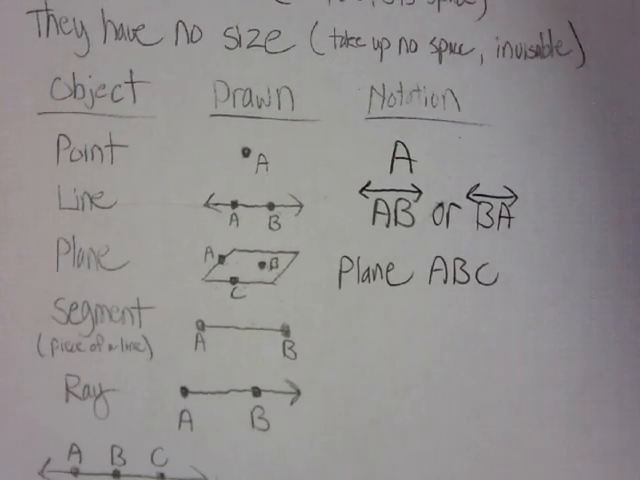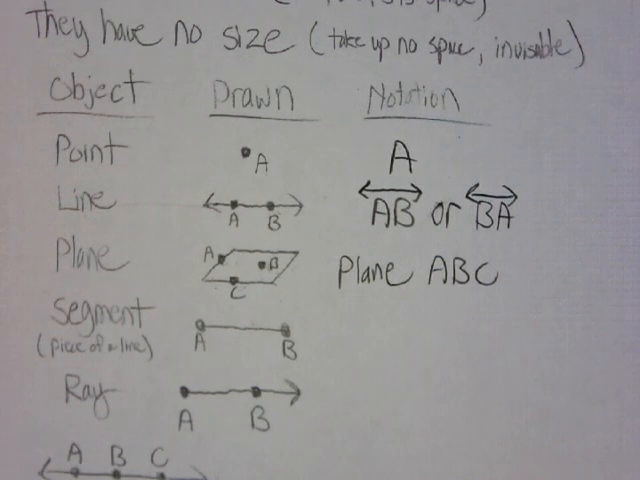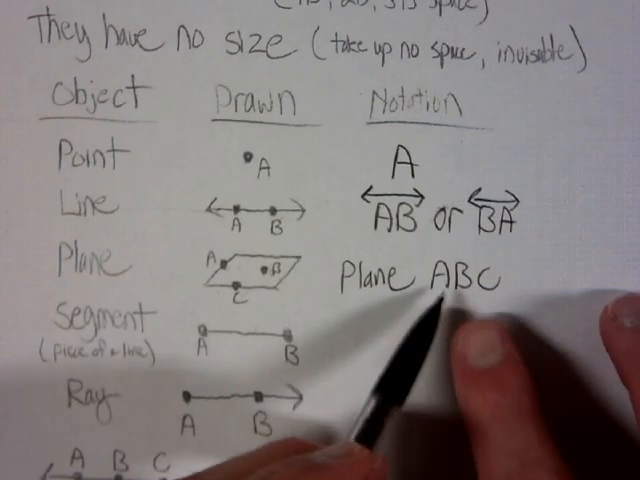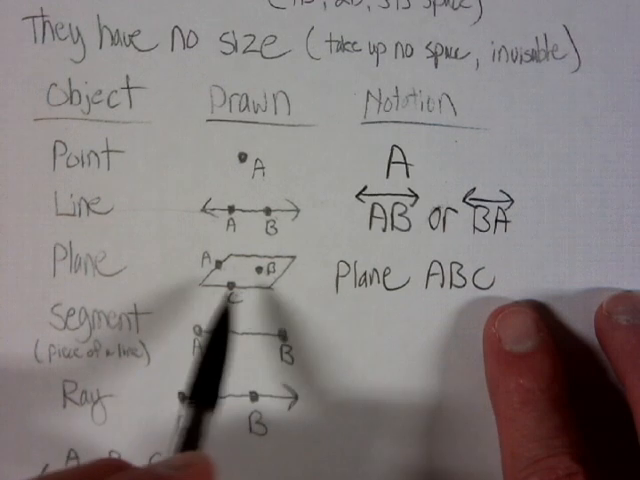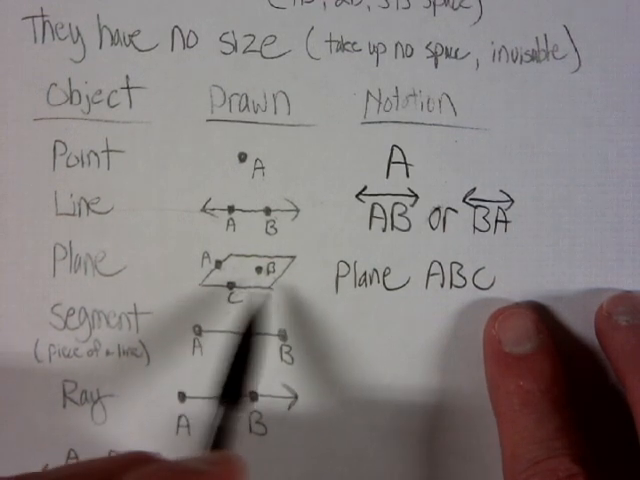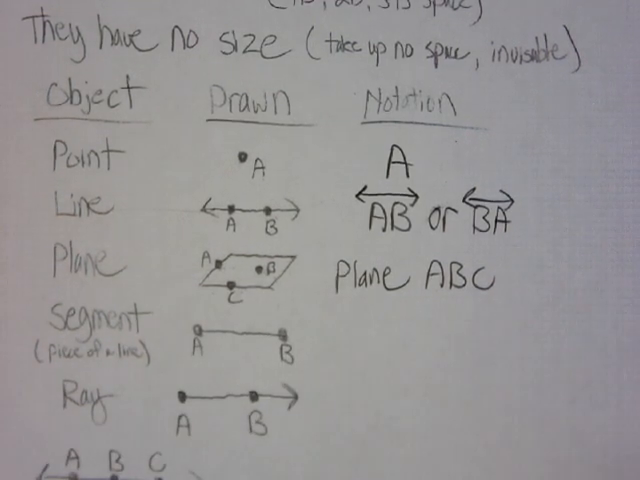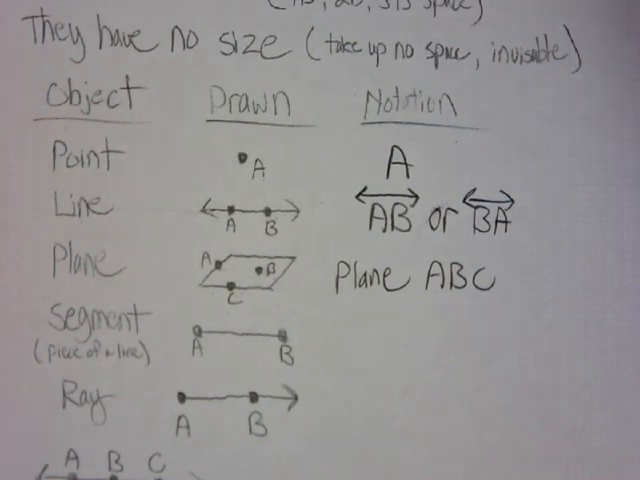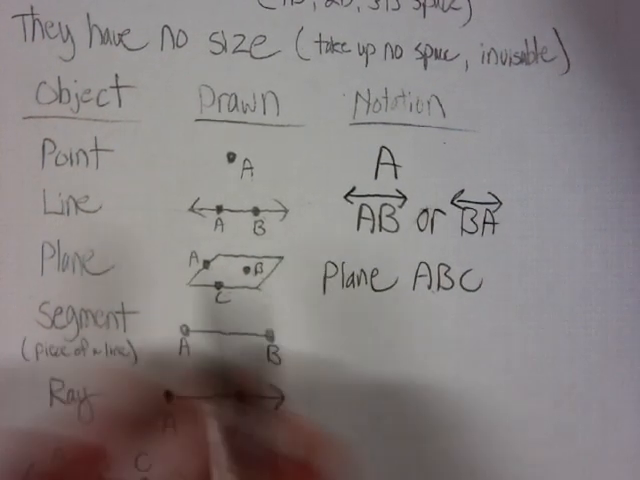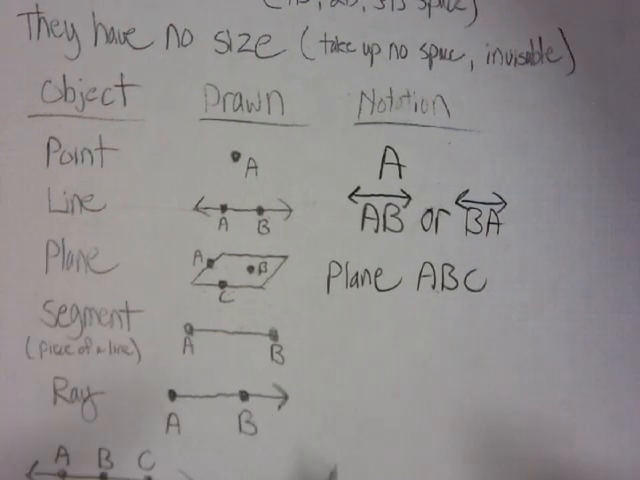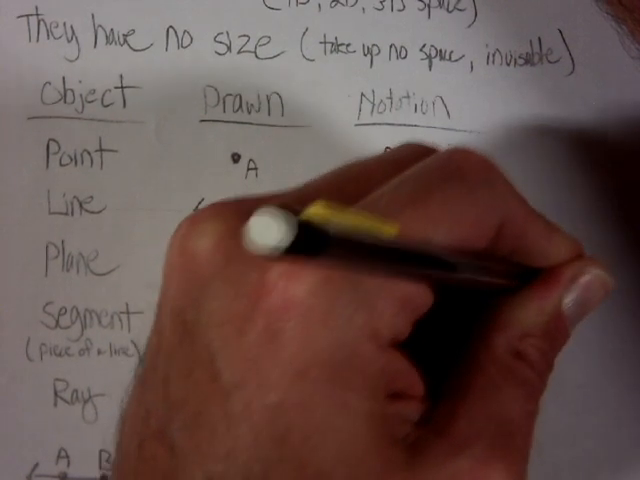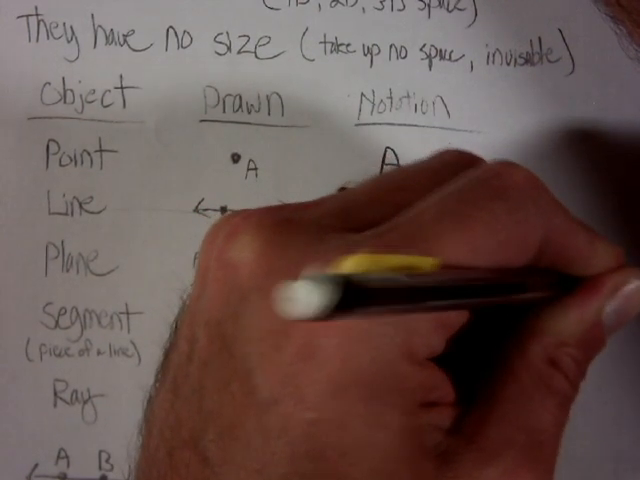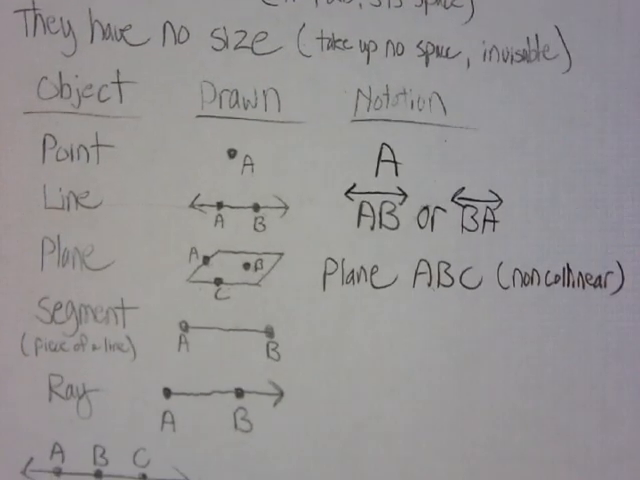Now, just like the notation for line, you can take these letters in any order. The order of the letters does not matter. Plane ABC, BCA, CAB, and there are many other combinations and orders of letters that you can use here and be correct. The order is not important. Now, there's a word I want you to write out to the side of this called non-collinear. We're going to talk about what that means in just a moment.